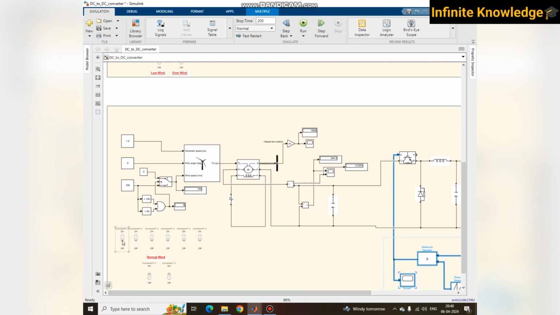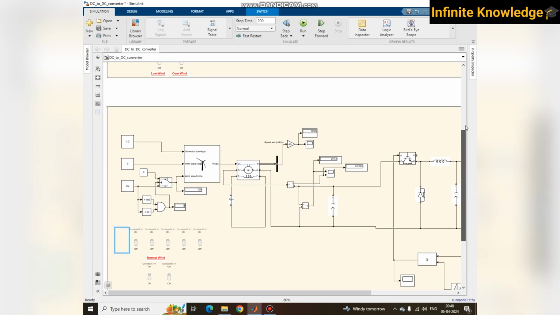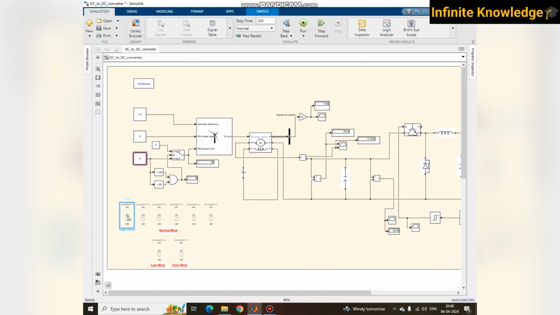As now there is no switch on, I am switching off all these switches. So now all the switches are in the off condition, and I have applied first a 50 meters per second wind speed for both systems. Okay, and then I have started.